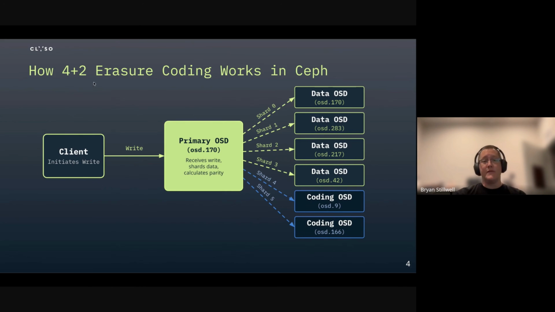Here's a quick example of how a 4+2 erasure coding would work. The client initiates a write again, and it goes to the primary OSD. Then the OSD shards the data, calculates parity, and writes it out to the 6 OSDs that it needs.